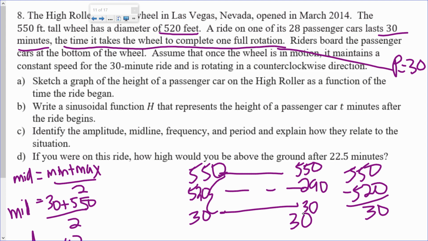Assume that once the wheel is in motion, it maintains a constant speed for the 30-minute ride. Sketch a graph of the height of a passenger car on the high roller as a function of the time the ride began. Well, where's the ride beginning? Oh, here we go. Riders board the passenger cars at the bottom of the wheel. So it's starting at the bottom. If it's starting at the bottom, it's got to be a negative cosine. So I'm going to draw in the rest of my negative cosine, and there it is.